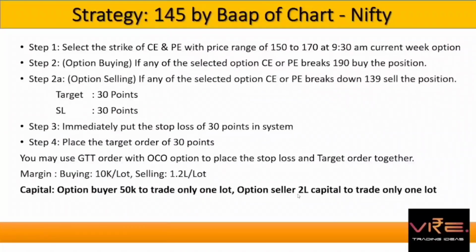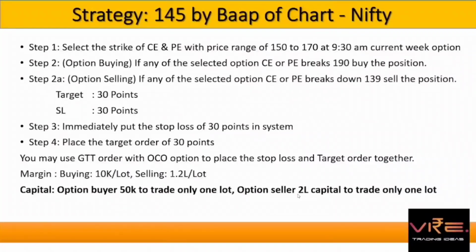The actual margin requirement to execute one lot in this strategy is only 10,000 rupees for buying, and for selling it is required only 1.2 lakh rupees per lot. But a word of caution here is, if you have 50,000 capital with you, then trade only with one lot till you gain confidence in this strategy and you are comfortable in executing the trades. Then you can increase your lots. This is the suggestion given by the mentor. And for option selling, you require 2 lakh rupees capital to execute one lot of the trade. Hope it is very clear now.